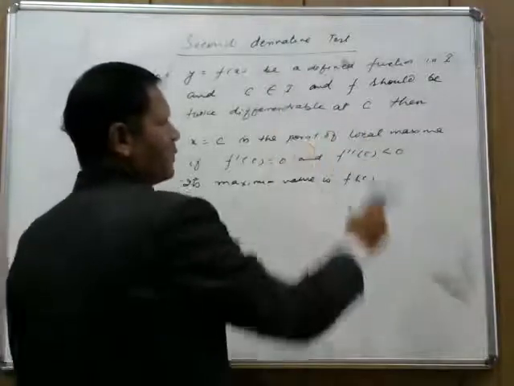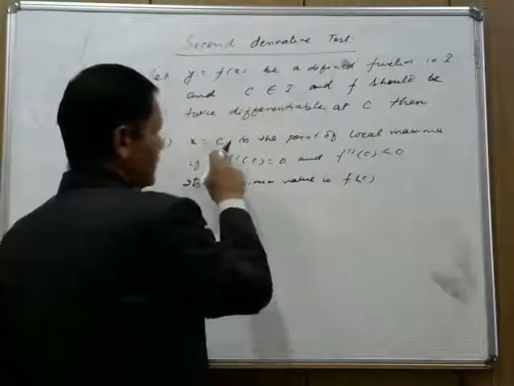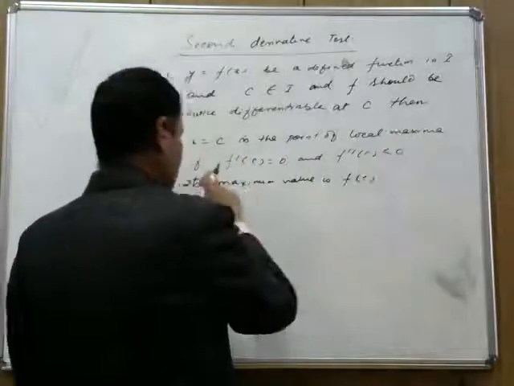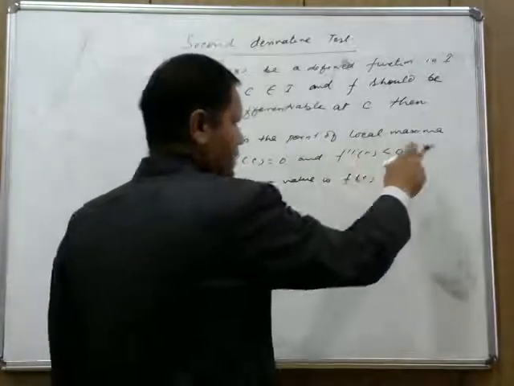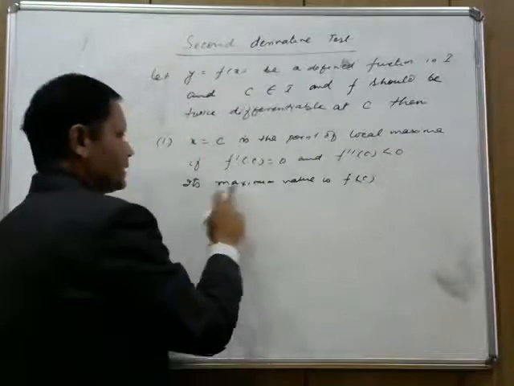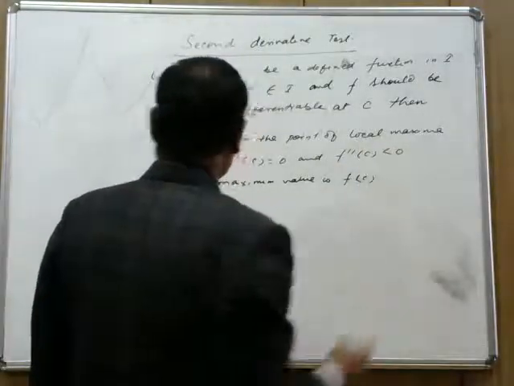There will be different values of c, isn't it? Here I have taken x is equal to c is the point of local maxima if f dash of c equal to 0 and f double dash of c is less than 0, and its maximum value is f of c. Right.